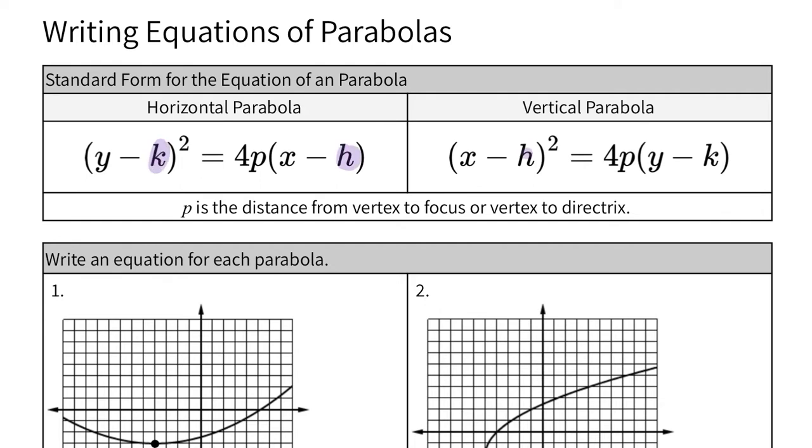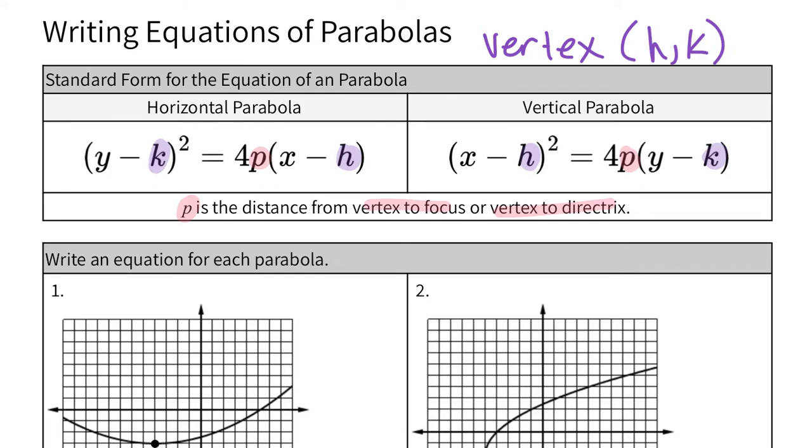Few things to remember here. h, k, so the numbers that are inside the parentheses, that is going to be the vertex of your parabola. Another thing to think about is that p, this number outside of the parentheses, that coefficient, is the distance from the vertex to the focus, or from the vertex to the directrix. It's the same distance either way. It's plus or minus, so it kind of depends on what they give you.